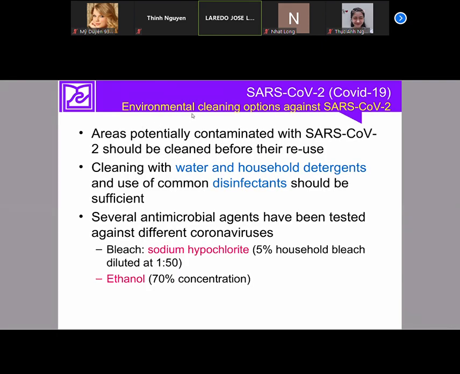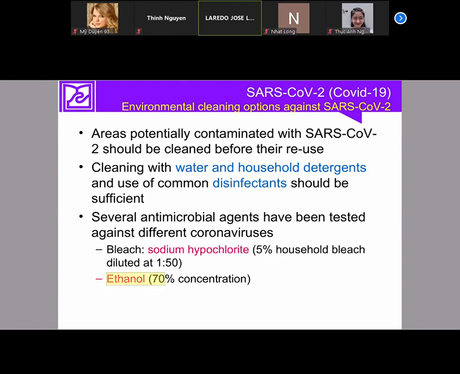And what about the prevention? The prevention is very difficult because, as I told you, it's very difficult to identify asymptomatic cases. So the best prevention is to avoid contact. So different guidelines have shown methods to clean with different disinfectants and antiseptics. So, for example, cleaning with water and the usual detergents or the common disinfectants as bleach or ethanol at 70% seem to be enough to disinfect surfaces.